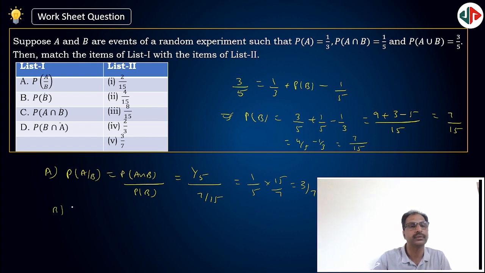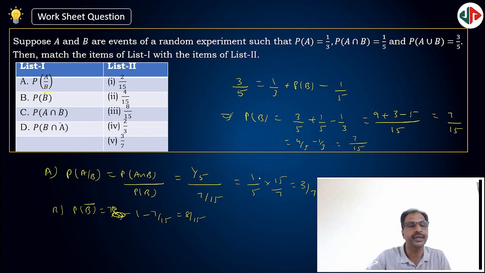Next, B. P of B, already we did. P of B is 7 by 15. I think it should be P of B bar. P of B bar is 1 minus 7 by 15, which is 8 by 15.